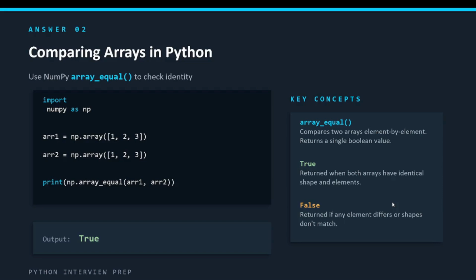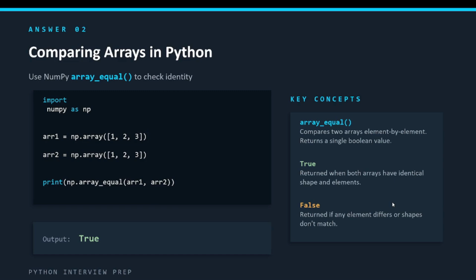Now let's understand what array_equal actually does under the hood. This function performs an element by element comparison of the two arrays. It checks three things simultaneously. First, whether both arrays have the same shape, meaning the same number of dimensions and the same size in each dimension. Second, whether every corresponding element in the two arrays is equal. And third, it combines all of these individual comparisons into a single Boolean value, either true or false. It does not give you an array of true false values for each element. It gives you one definitive answer for the entire comparison.